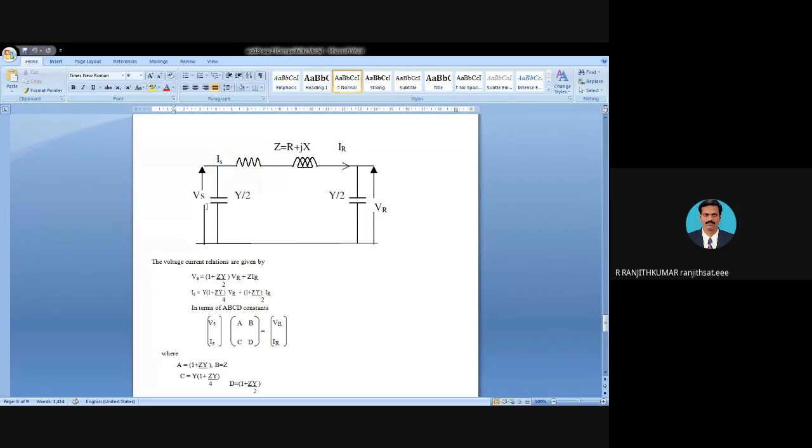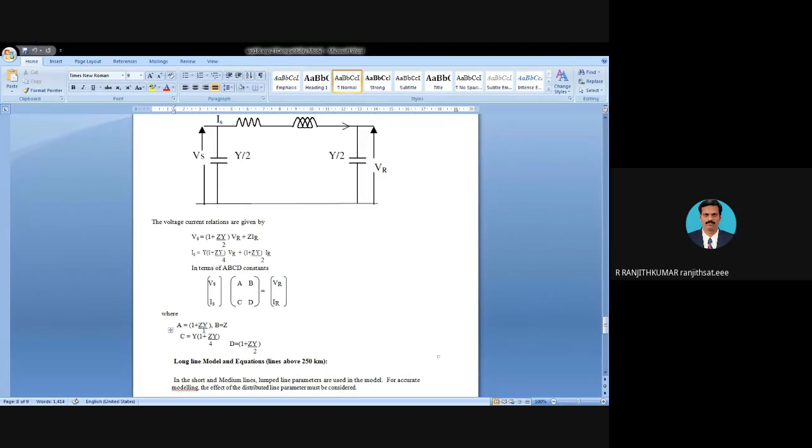This is the equivalent circuit of your medium line pi method. So your impedance is entirely lumped. The admittance is divided into two halves on either side of your transmission system: Y by 2 on the sending end side and another half on the receiving end side. And the values of your ABCD constants are A is equal to 1 plus ZY by 2, B is equal to Z, C is equal to Y into 1 plus ZY by 4, D is equal to 1 plus ZY by 2.